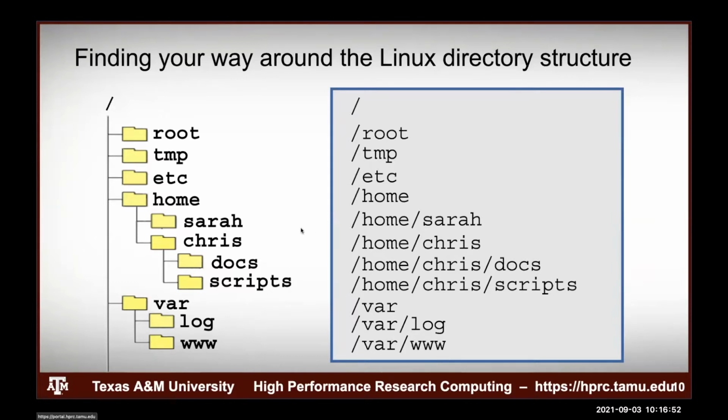So obviously this can get very, very long because Chris could store whatever he wanted in here, and Sarah doesn't have anything in here right now. And then we also see we have var. Var also has two subdirectories in it, log and www. So the takeaway from here is think of Linux as a tree, an upside down tree.